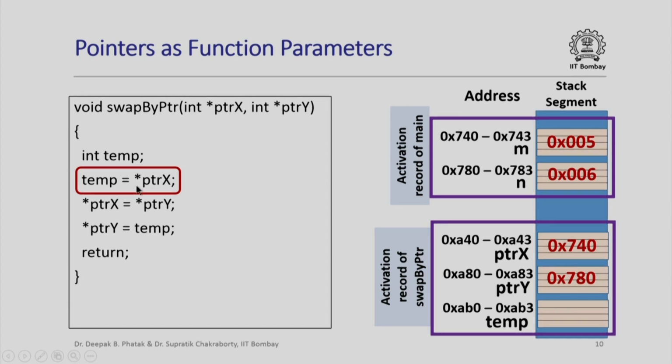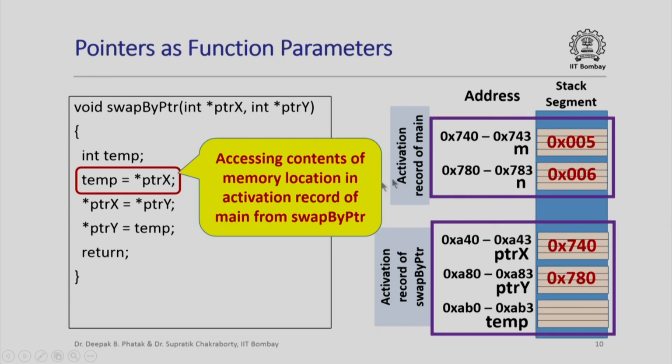Temp is assigned star pointer x. Now note that pointer x actually has a value which is the address of a variable in the activation record of main. So when I ask it to evaluate star pointer x, I am basically asking it to get the value of a variable in the activation record of main. So this is interesting because I am accessing contents of a memory location in the activation record of main from swap by pointer. So what is that value? It is hex 5. So that will be copied into the memory space allocated for temp. So that is what happens here.